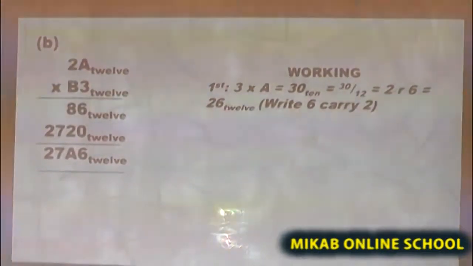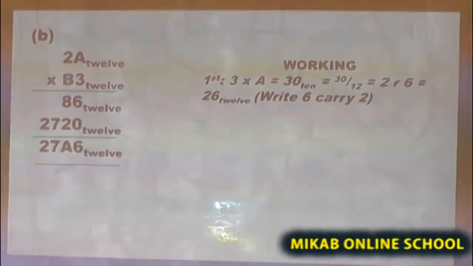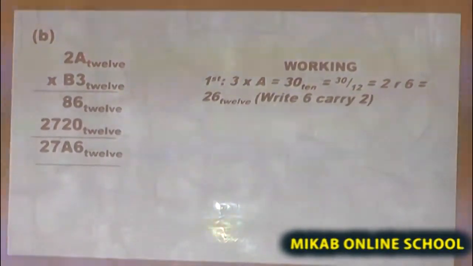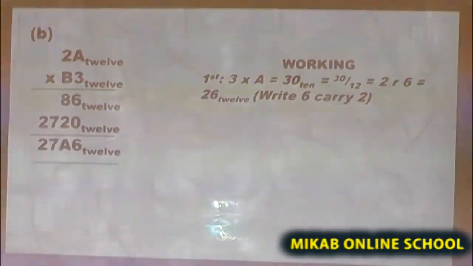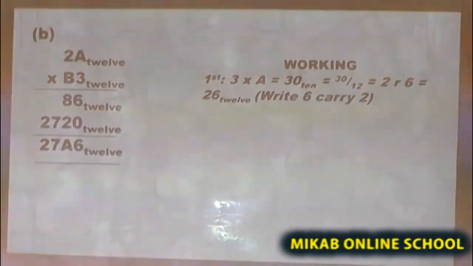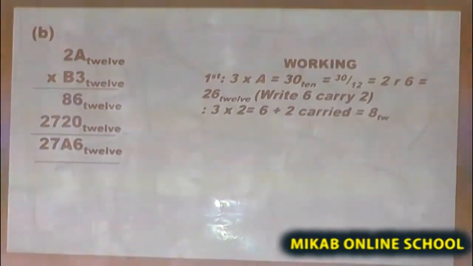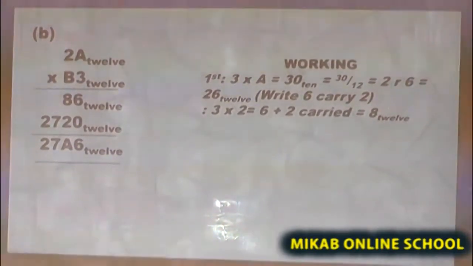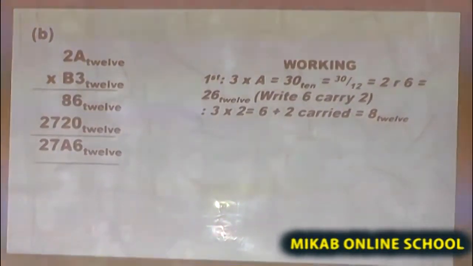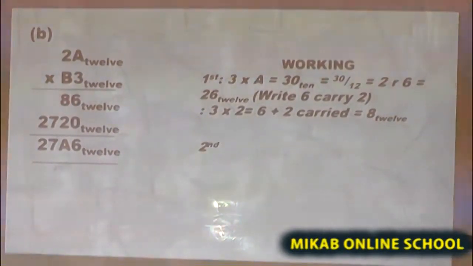Okay? And secondly, we'll have 3 times 2, and 3 times 2 will give 6, and 6 plus what we carried earlier, we carried 2. So 6 plus 2 will give 8, which we have here. And because 8 is not more than 12 or equal to 12, 8 in base 10 is the same as 8 in base 12. So we have 8 recorded here.